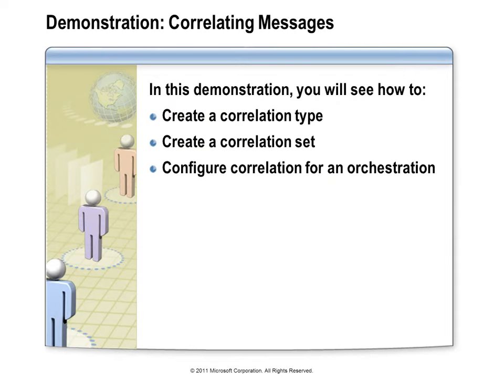In the last demo, I added a send shape to send out an order for manual approval, and then a receive shape to receive that approval, but I did not set up correlation. So I'm going to revisit that and create a correlation type, and then declare a correlation set variable of that type, and then configure the send shape, sending out the request to initialize that correlation set, and then I'll configure the receive shape to follow that correlation set.